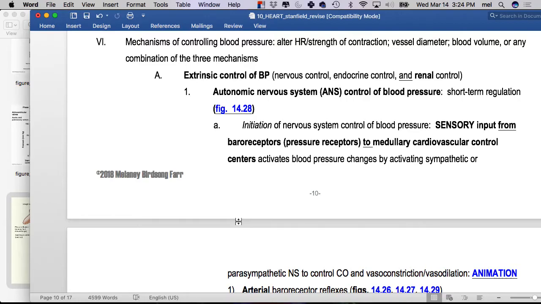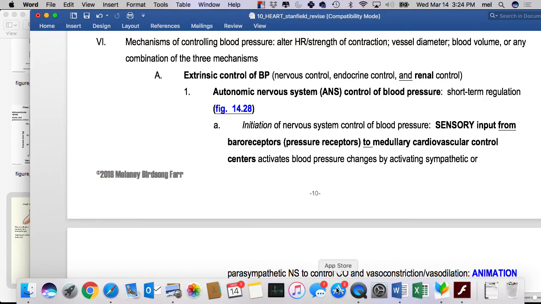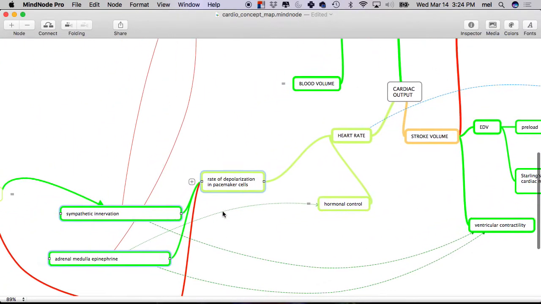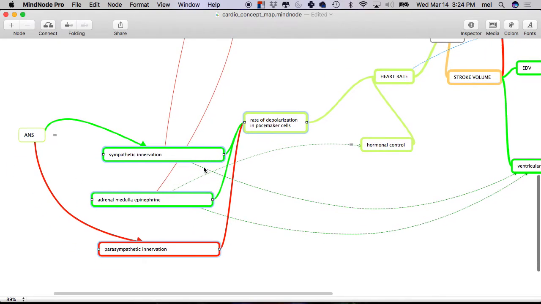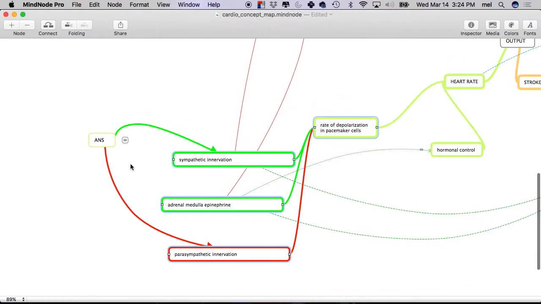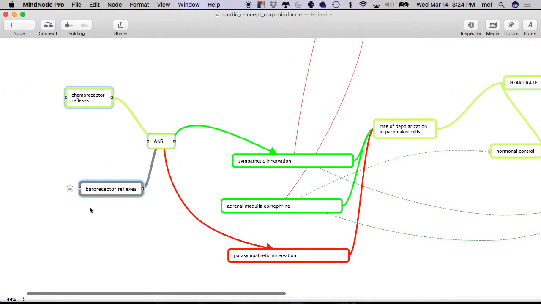Okay, so now we're going to talk about extrinsic control of blood pressure. So how do you control blood pressure? The ways in which you control blood pressure. So here we go. We already said that the sympathetic and the parasympathetic nervous system, which are part of the autonomic nervous system, are going to control the rate of depolarization, and therefore the heart rate. You got that, guys? Now let's look at ways other than tigers that turn on the autonomic nervous system. And we are going to have what we call baroreceptors and chemoreceptors.